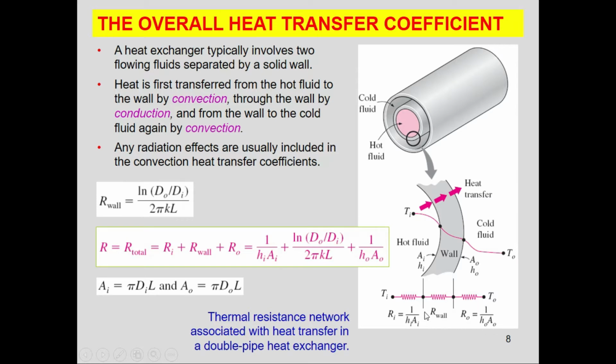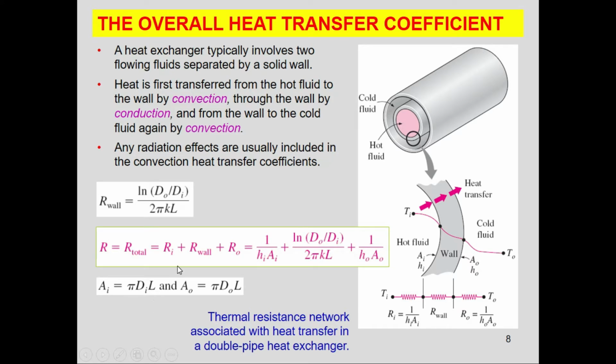So this R wall, which is the resistance of the wall, is basically represented by this formula, and here L is the length of the tube and k is the thermal conductivity of the material with which the wall is made, and Do and Di are the outer and the inner diameter of the inner wall, right? And the description is also mentioned over here. There are two convection processes and one conduction process. I have already explained in this diagram.